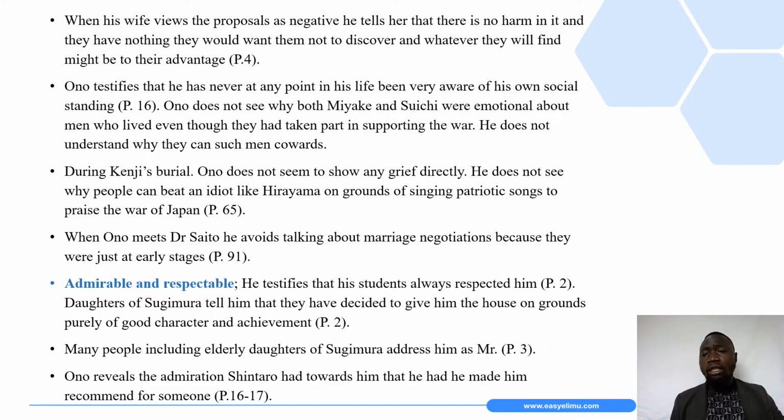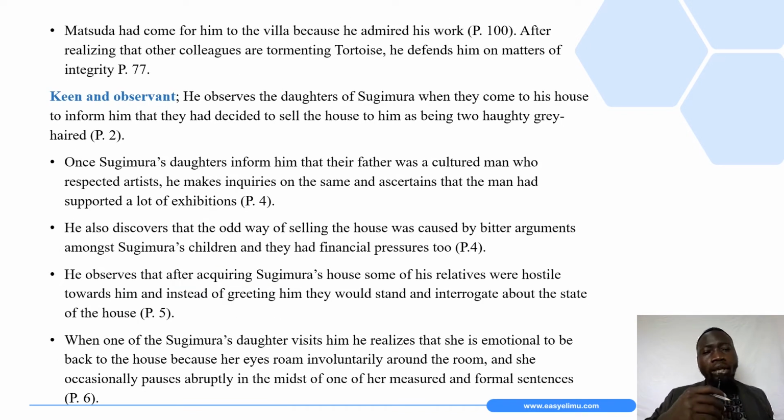So apart from that, we also learn that Matsuda had come for him to the villa because he admired his work. So another illustration is that after realizing that other colleagues are tormenting Tortoise, he defends him on matters of integrity. So Ono is also portrayed as keen and observant. So the illustrations are as follows.